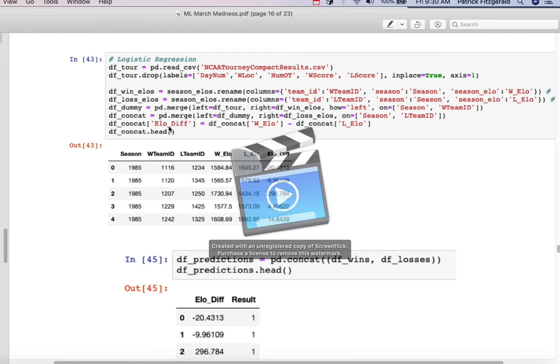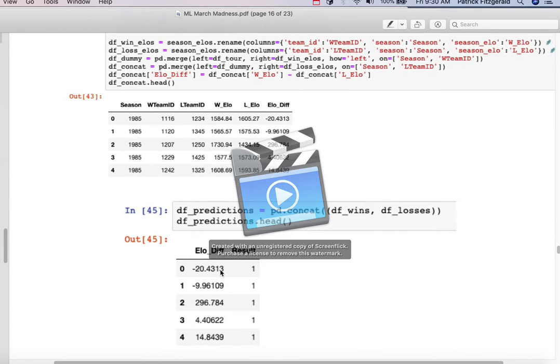Actual logistic regression based on the ELO scores is pretty similar to the seed rankings. We have our winning team ELO and our losing team ELO, and then our ELO difference, and we're going to perform logistic regression based on that. So we have our ELO difference. Again, a 1 means that team A won, and a 0 means that team A lost. So you can see here that despite the fact that the winning team had a lower ELO score, they actually ended up winning.